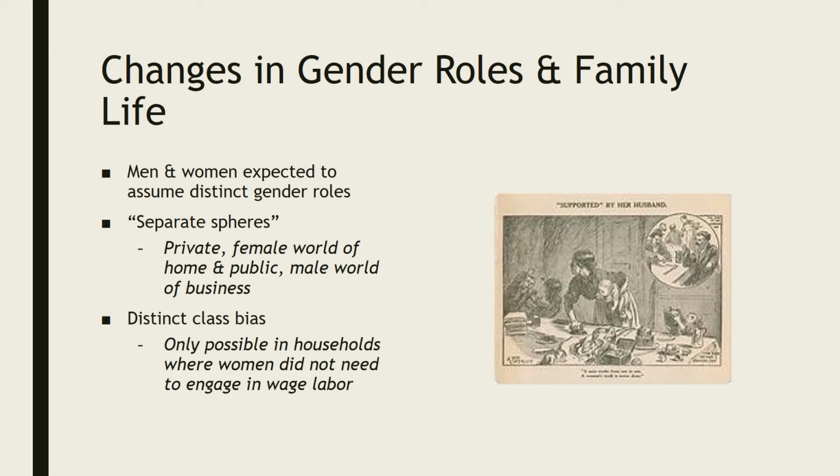Also, we're seeing a shift in gender roles as well. Men and women were expected to assume more distinct gender roles in which they occupied what they called separate spheres. So separate spheres including the private female world of home and the public male world of business. So the woman's sphere is the home and children. The man's sphere is business and work. This, of course, implies a distinct class bias. It's only possible in households where women were not needed to engage in wage labor.